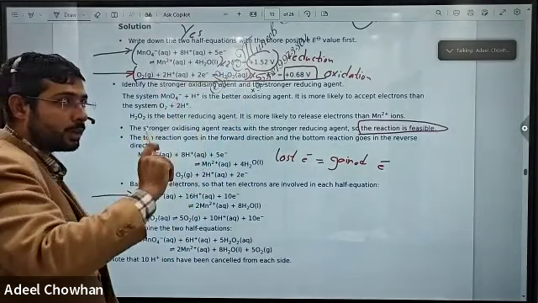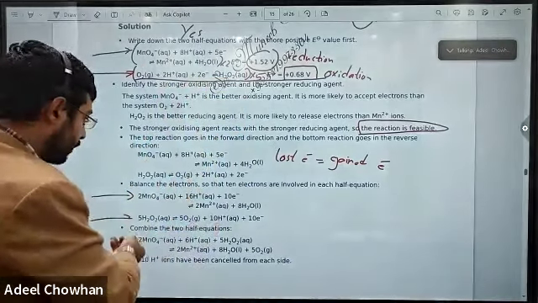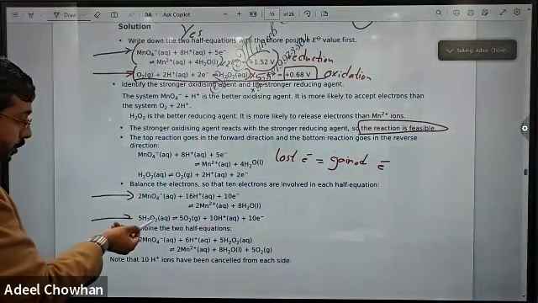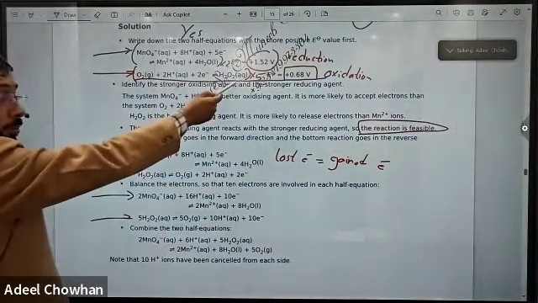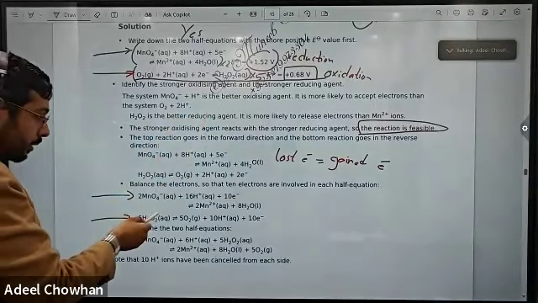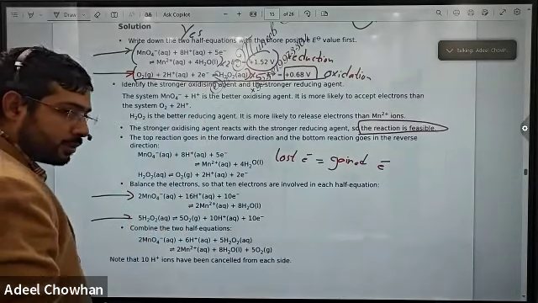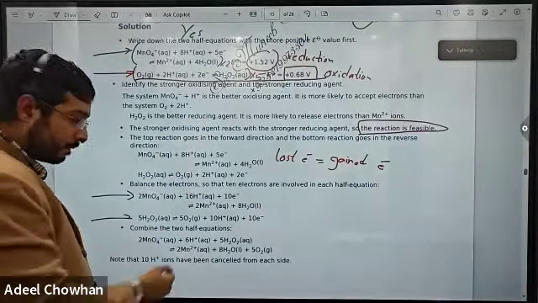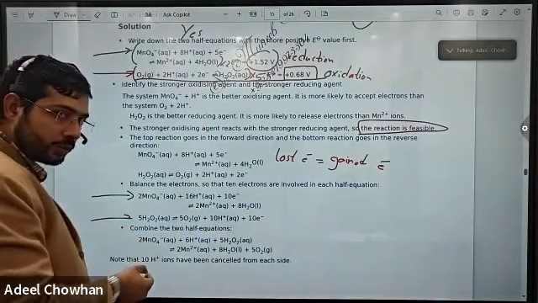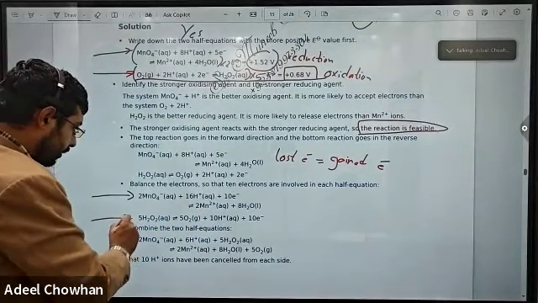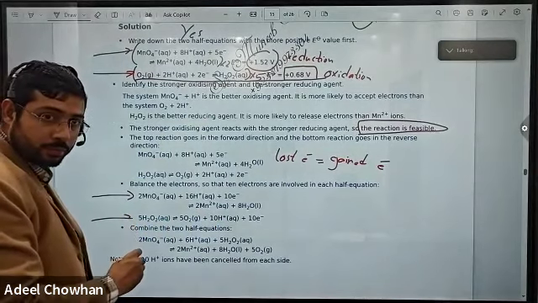Also, we did multiply this equation with 5. So here we got the two equations. You can see here clearly that this is 5H2O2, which was previously the product. Now it is becoming the reactant here. Now, how would you cancel the species here? We have two reactions here. Which one will be cancelled out here?